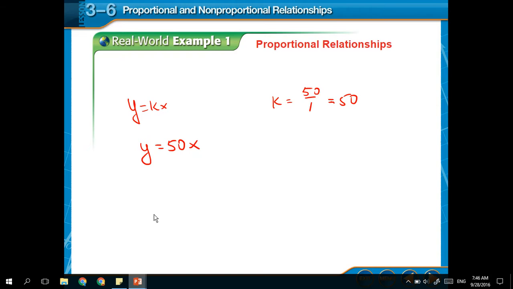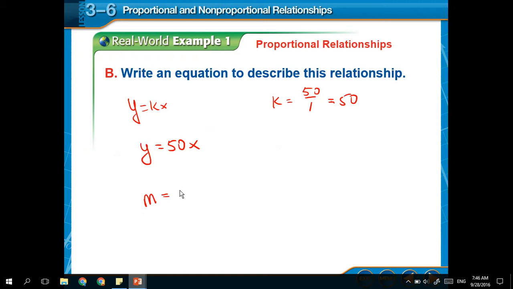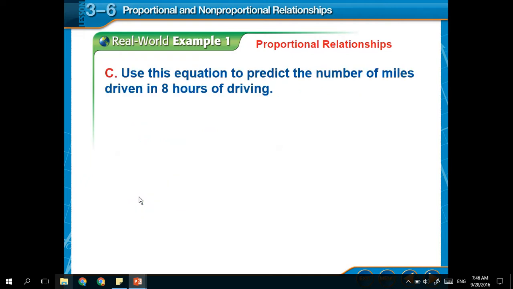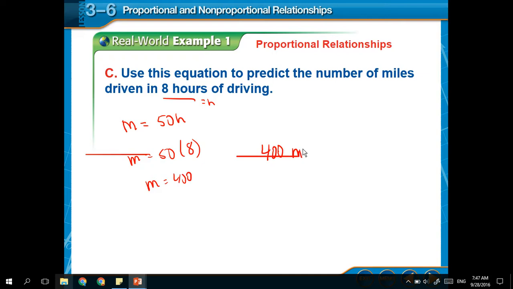Or if I want to do it in terms of m and h, the number of miles driven is going to be 50 times the number of hours. Okay, so use the equation to predict the number of miles driven in 8 hours of driving. So if our equation is m equals 50h, this is my h. So I'm going to have m equals 50 times 8, and I get m equals 400. So 400 miles is what you would expect to be driven in 8 hours.